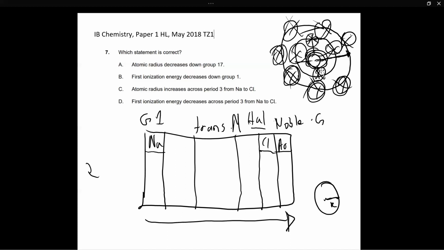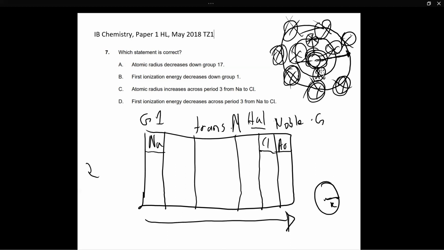And that's why atomic radius decreases as you move from left to right, because of the strong nuclear charge, which is pulling everything in towards itself, and the decrease in electron shielding effect. So with this new information, what can we eliminate from these options?